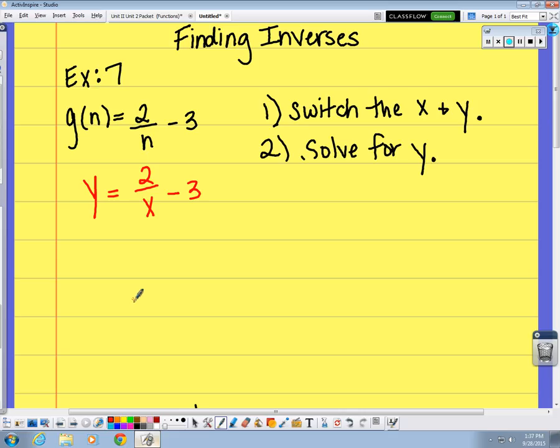So what do I do first? Okay, what will it look like once they're switched? Okay, so now I'm trying to solve for y, so what would I do first? Add this 3 to the other side. So now we have x plus 3 equals 2 divided by y.